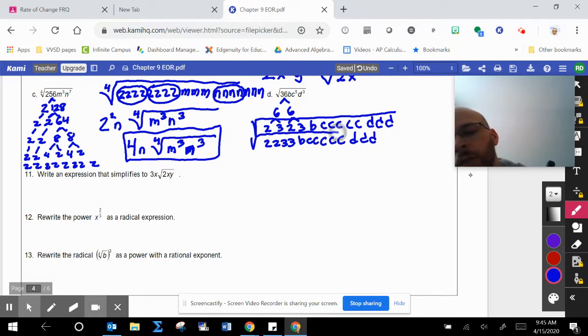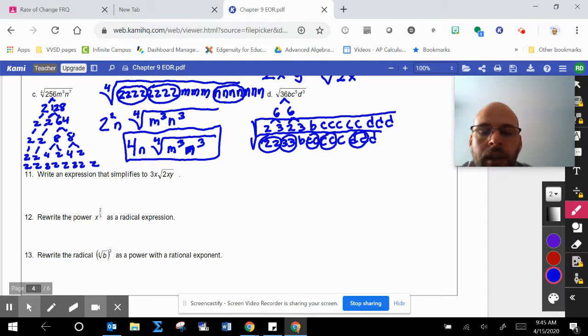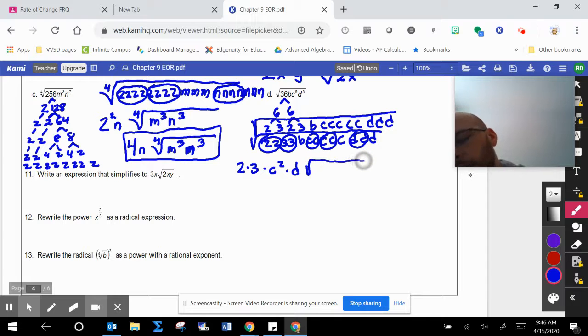So if I take the square root of this, I have a group of 2 2's, I have a group of 2 3's, another group of 2 C's, a group of 2 D's, right? So I can take a 2 out, I can take a 3 out, 2 C's, and a D all come out of that radical. Now, what's in that radical? That's the question. So it looks like I still have one lonely B, I have one lonely C, and I have one D left.